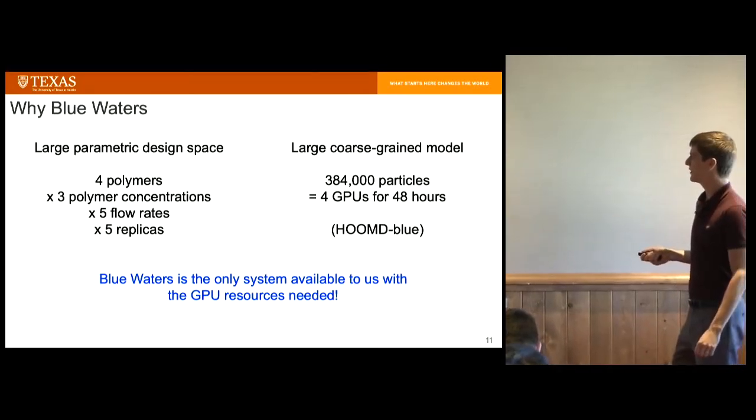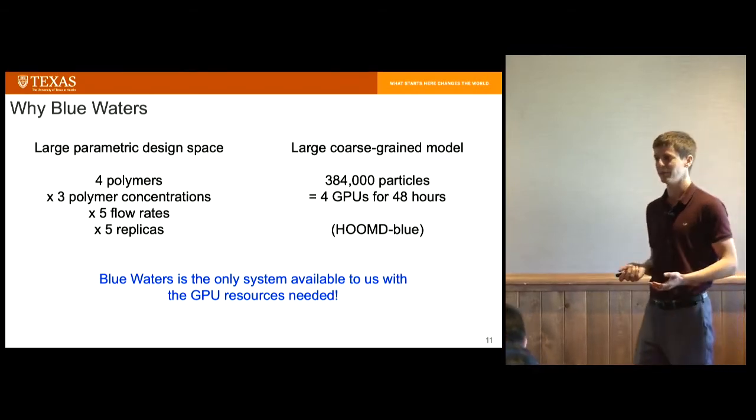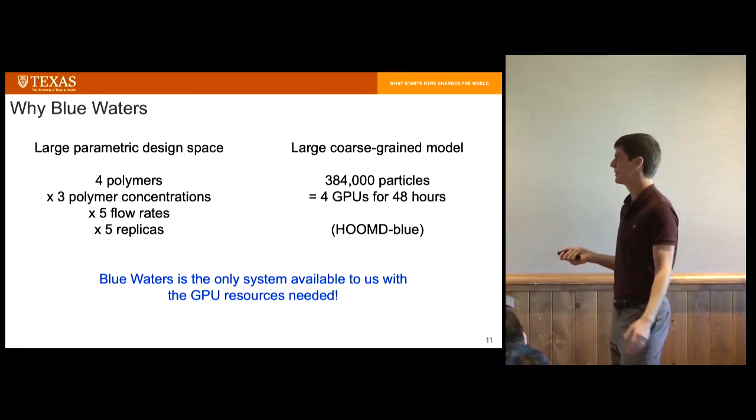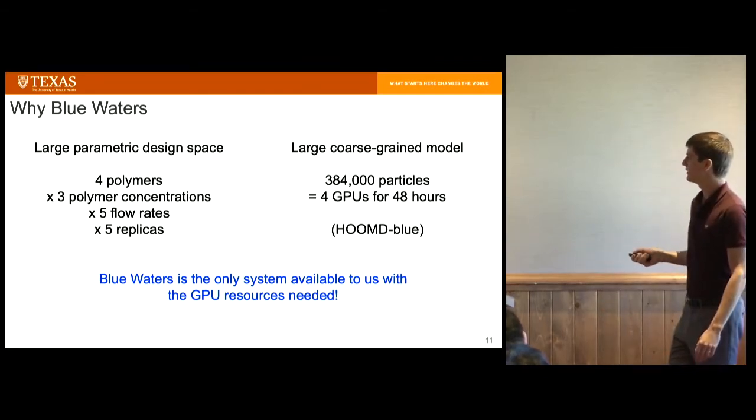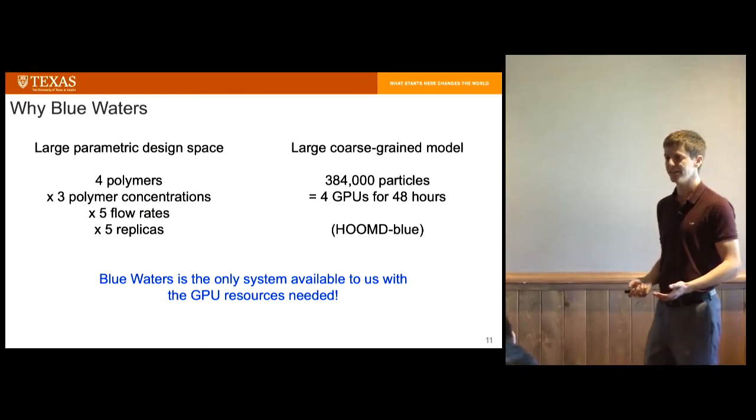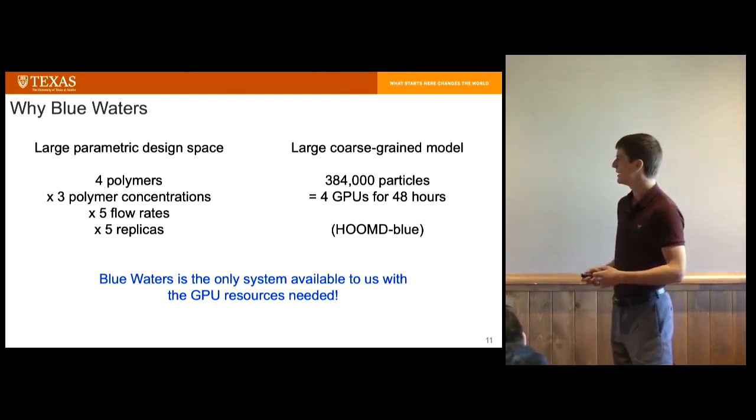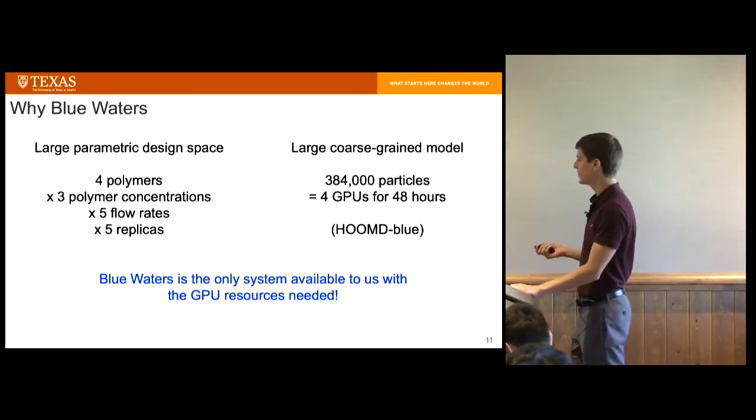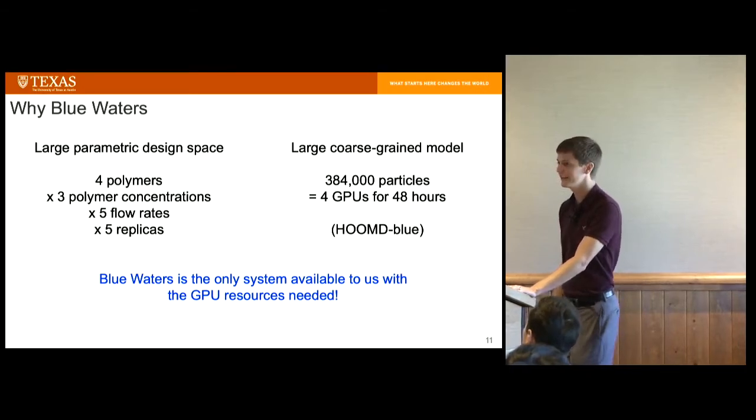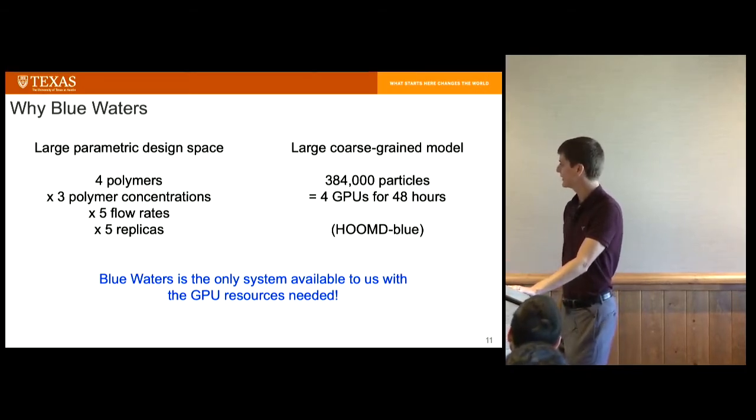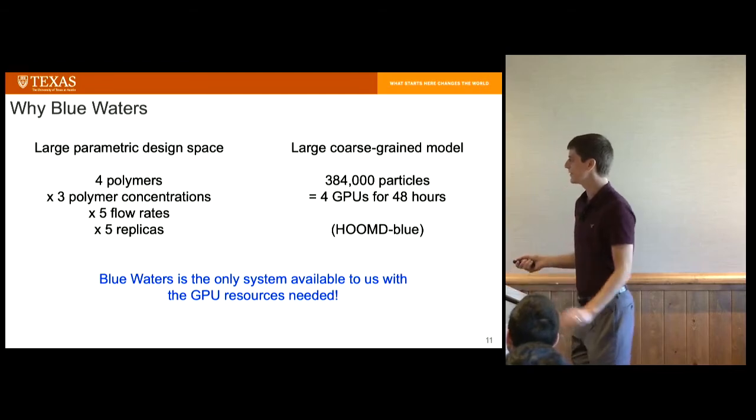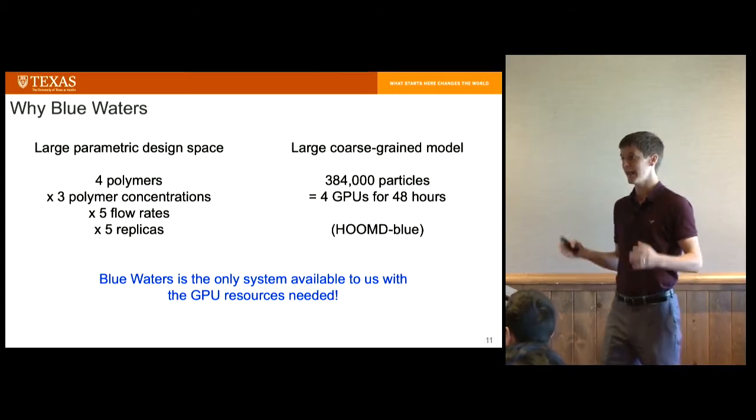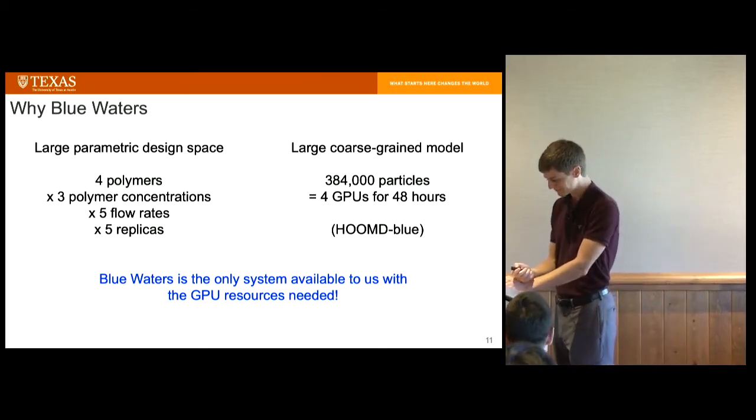Even with just considering those handful of factors, we have a fairly large parametric design space. We tried 4 different polymer lengths, 3 polymer concentrations, and 5 flow rates. Just one of these simulations has about 400,000 DPD particles in it, which we run on the XK nodes on Blue Waters. We can use 4 of them efficiently, and run a simulation in about 2 days using the HOOMD-blue simulation package, which we modified for these types of simulations. Blue Waters was really the only system available to us at the time that could give us both this level of throughput and GPU resources at the same time.